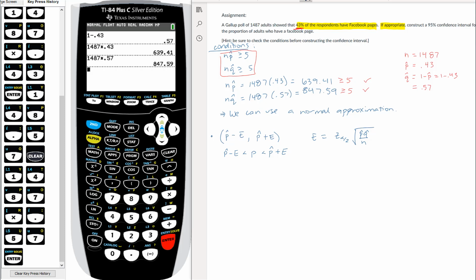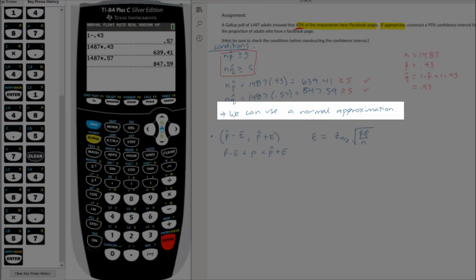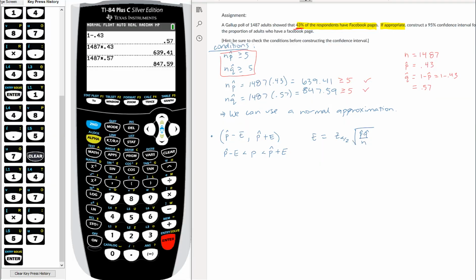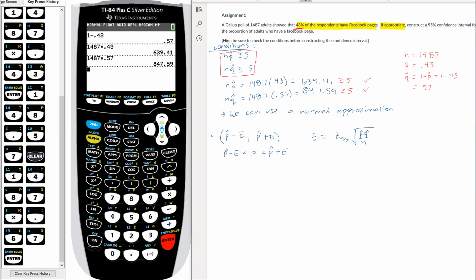If I go back to the conditions, suppose that on a test one of the conditions fails. Here we would say we cannot use a normal approximation, which would imply that you should not go and find the confidence interval. So make sure that you write out the conditions, show how it fails, write a statement saying that we cannot use a normal approximation, and stop here. Do not construct a confidence interval. Because this one met the conditions, we can go ahead and construct the confidence interval.